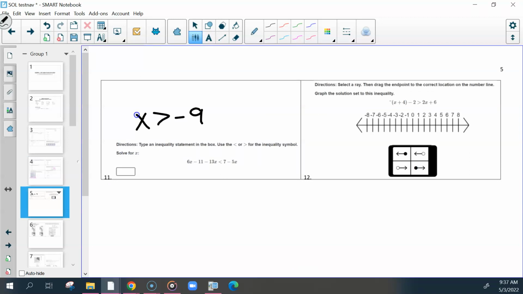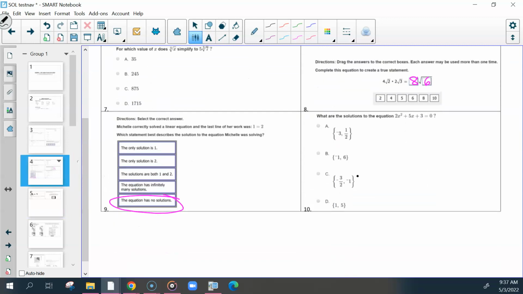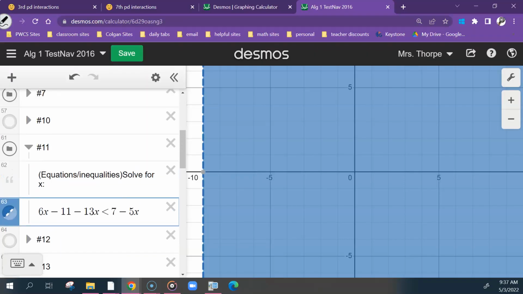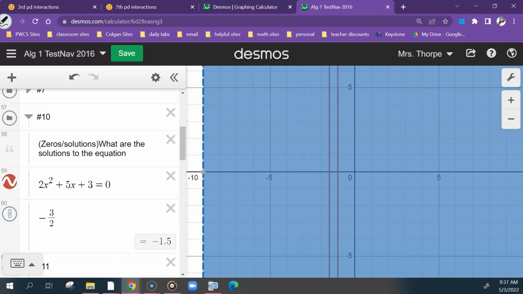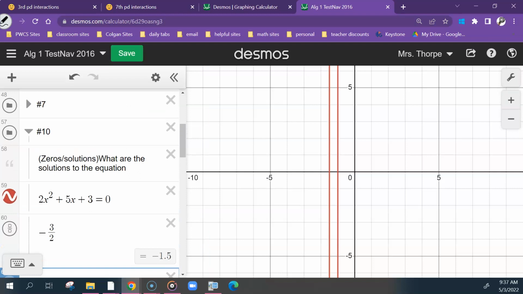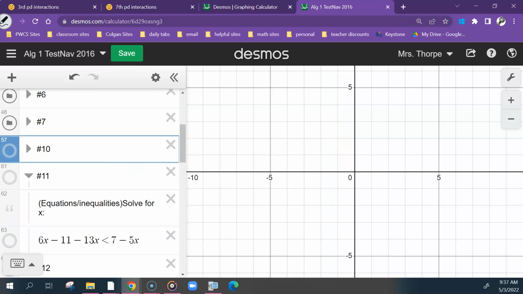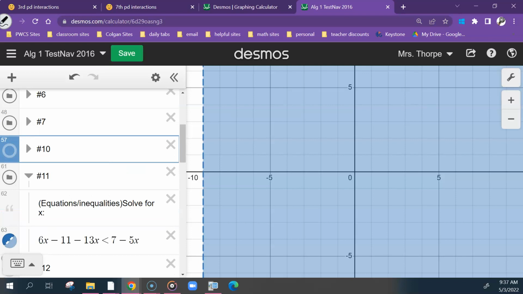What was number 10? Number 10 was C, because if I put this in Desmos and I look at these two, those match. Do you have any questions on 9? I'm sorry, on 11. I went backwards.